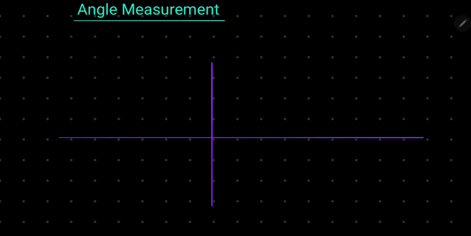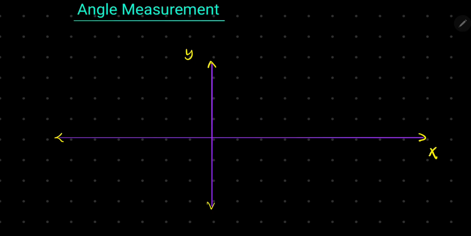So moving ahead to the angle measurement, let's try to understand the convention behind angle measurement. I'm taking two axes in the plane: one is known as the y-axis, another is known as the x-axis. We popularly call this the Cartesian coordinate system. Now we want to discuss how to measure angle by the convention, by the standard rules.